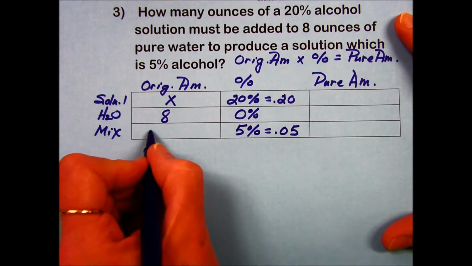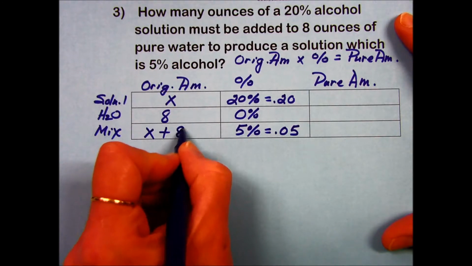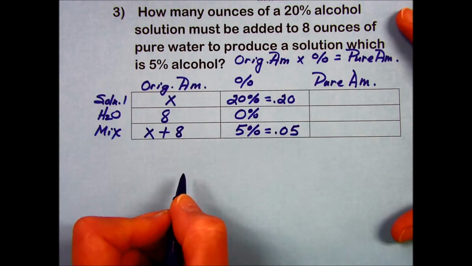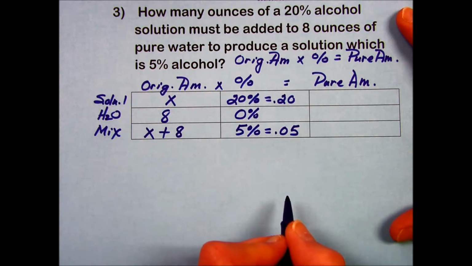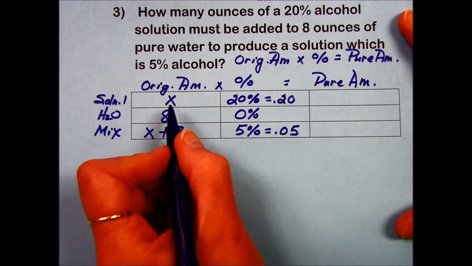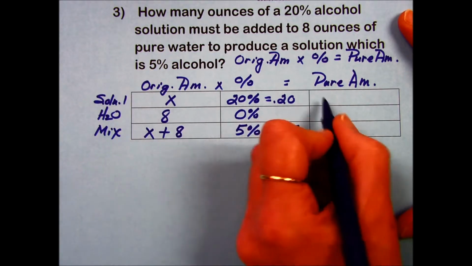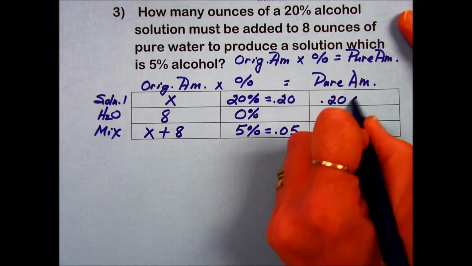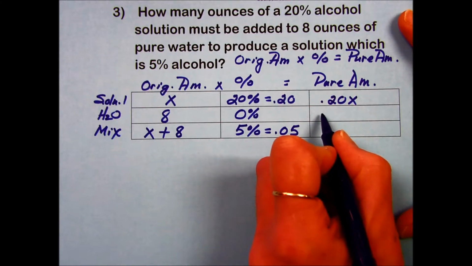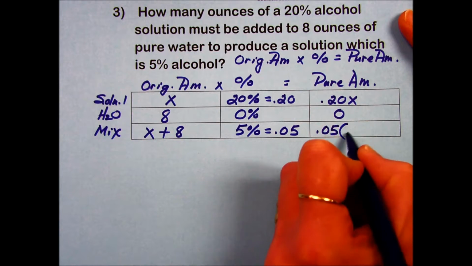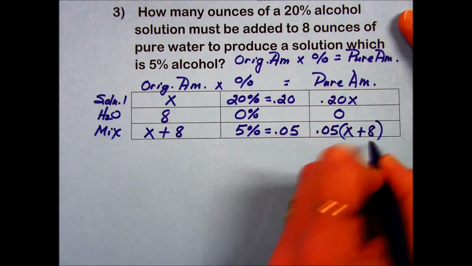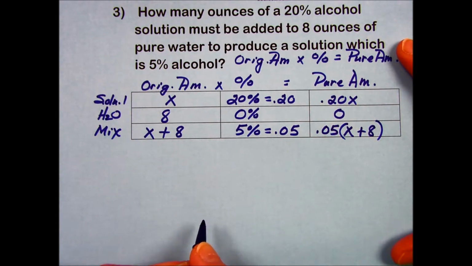And if I'm combining an unknown amount with the 8 ounces, that'll give us the amount for the mixture. Multiplying original amount by the percentage gives us the pure alcohol. And back to solution 1, x times 0.2 is 0.20x. 8 times 0 is 0. And 0.05 times the amount, x plus 8, we'll leave it as that and simplify it in a minute.